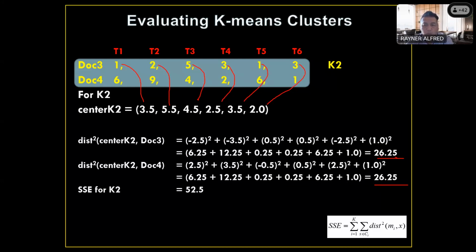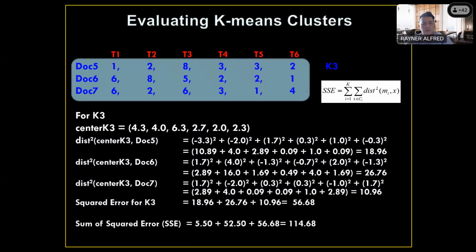And we get 26.25. Similar to this, the difference is 2.5, this is 3.5, this is 0.5, this is 0.5, this is 2.5, this is 1. And we get these two values, then we add them together. Okay, and this is for the third cluster. Then finally, the sum of square error is basically adding all these values. Okay, so this is the total.